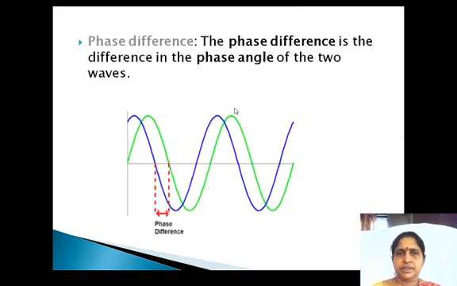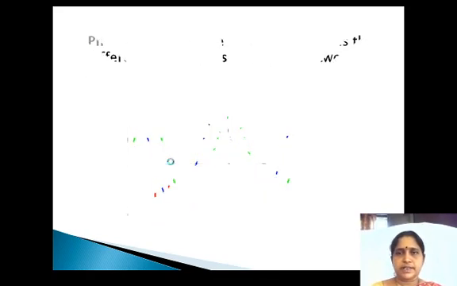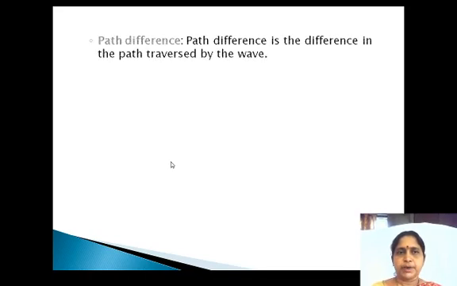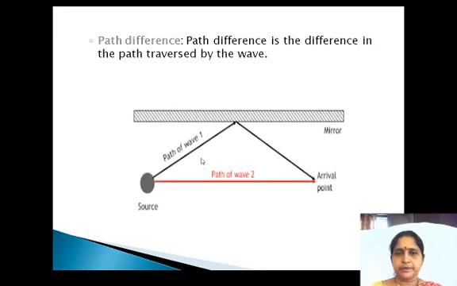Next, phase difference. The phase difference is the difference in the phase angle of two waves. See here, these are two waves propagating simultaneously at the same point, the same position. The difference between the two waves at this point is called the phase difference. Path difference is the difference in the path traversed by the waves. One light wave travels along this path and another along this path. The difference between these two paths is called the path difference.